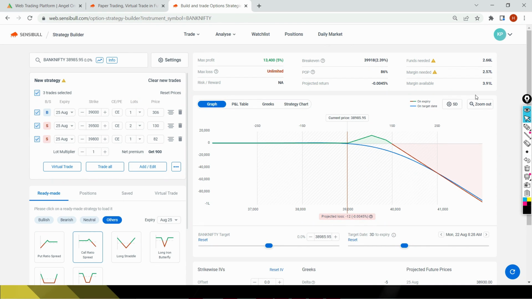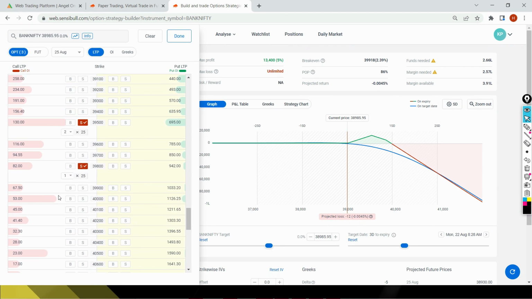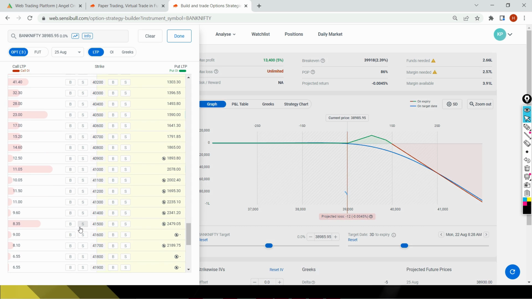So what you have to do is simple. Many of the retailers, many of the traders do this. Go to add or edit, open the option chain, and look out for any strike which is trading at 8 rupees, 9 rupees, 7 rupees. For the demonstration purpose, I'll just buy this one, just to reduce the margin.